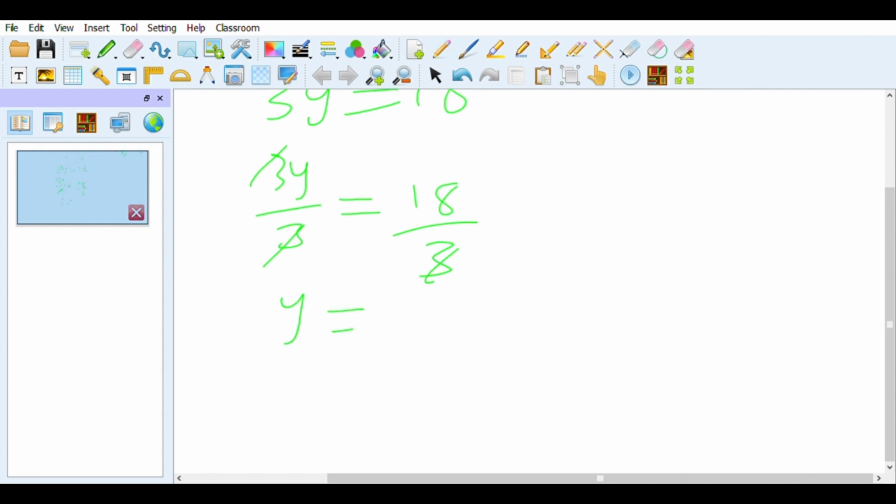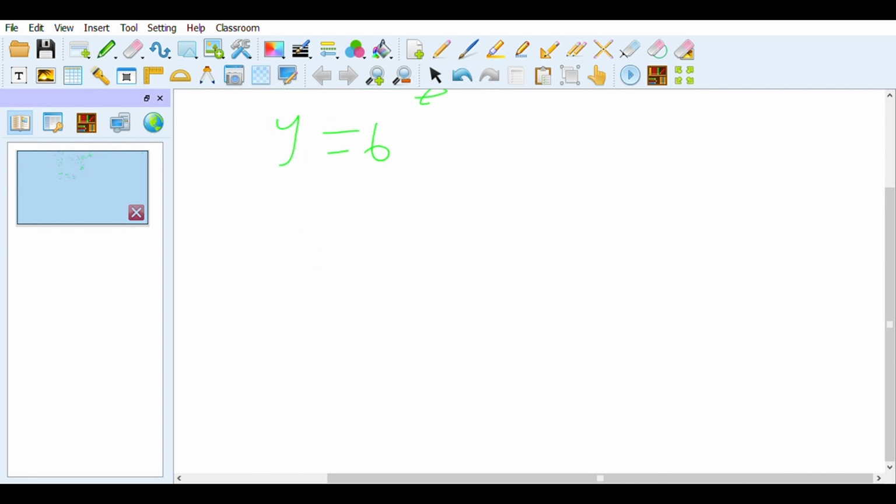And this gives us 3 divided by 18, which will give us 6. Y is equal to 6. Okay, so let me take another example. Solve the equation 7p is equal to 49.